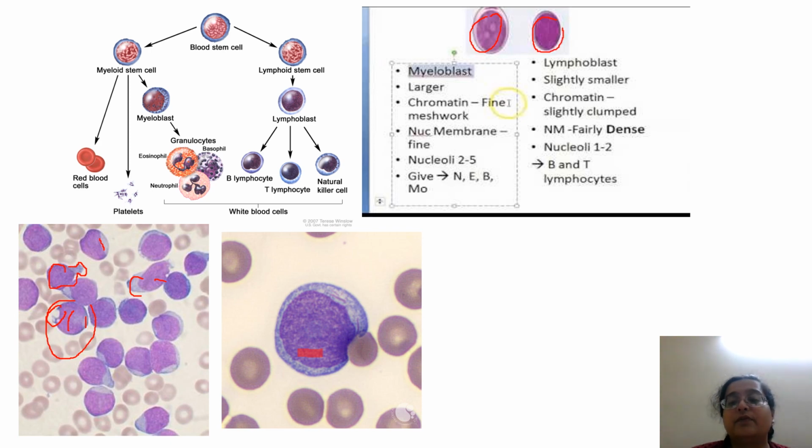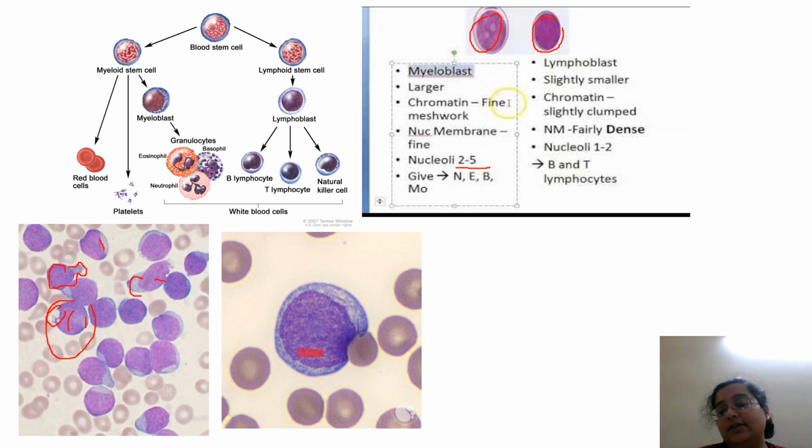So that is how you differentiate between a lymphoblast and a myeloblast. Myeloblasts are larger, chromatin is fine, nuclear membrane is fine, 2 to 5 nucleoli. One of my professors used to tell me a cell is recognized by the company it keeps. So when there is some problem in the myeloid lineage, you won't get the mature cells of that lineage. You'll get very few. Mostly you'll get lymphocytes because that other lineage is fine. Similarly, when the lymphoid lineage goes, you might get some cells of myeloid lineage.